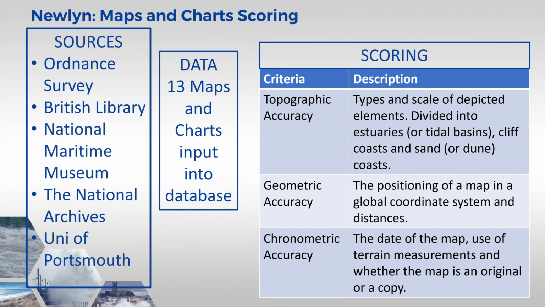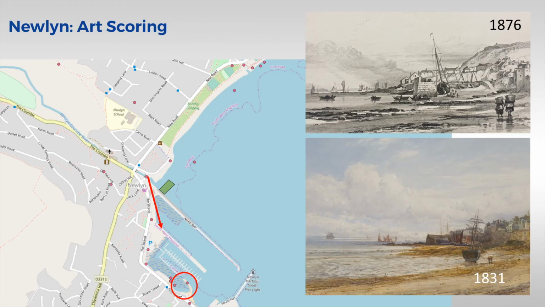To quantify the varying levels of information that you find in maps and charts, these too are scored. The scoring criteria are topographic accuracy, geometric accuracy, and chronometric accuracy. In the case of Newlyn, we looked at 13 maps and charts which are on the database, and they can all be compared.